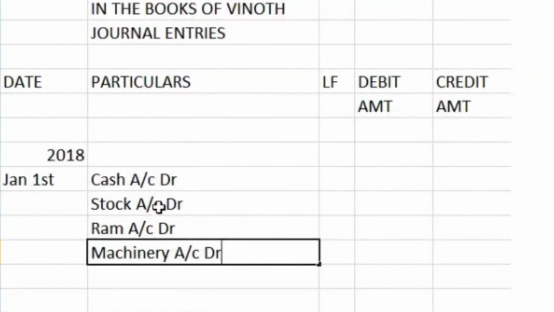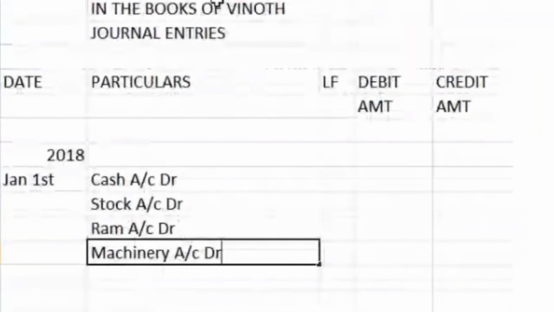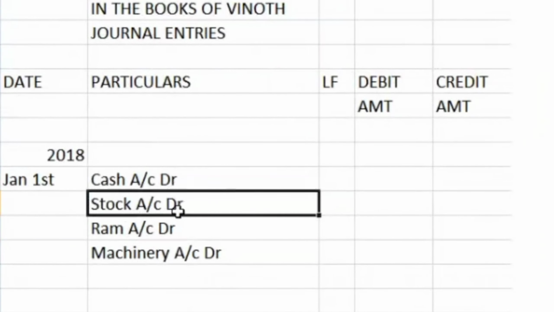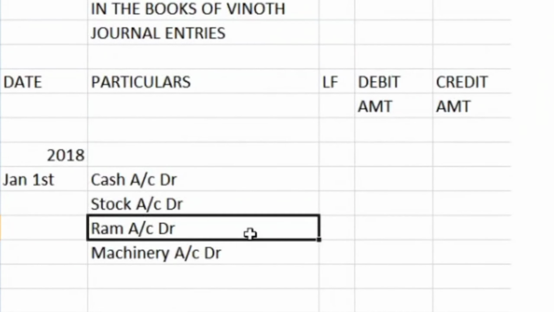Now they have given us 4 assets: cash, stock, amount due from Ram, and machinery. So I have listed out the 4 assets as debits, that is, cash account debit, stock account debit, Ram account debit, and machinery account debit. Here you can use Ram account debit, or the term sundry debtors account debit, because Ram is a person from whom we have to receive money. The amount is due from him. So we can use the term sundry debtors, or you can use the term Ram account directly itself.